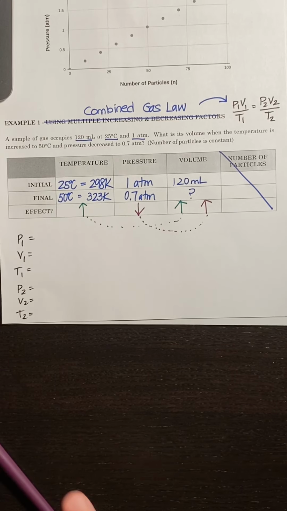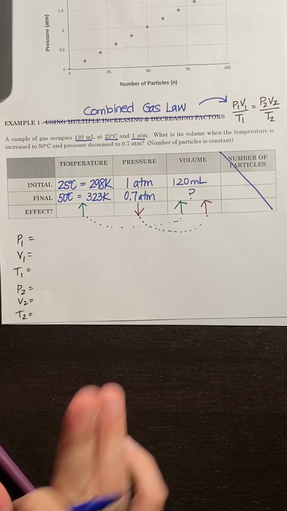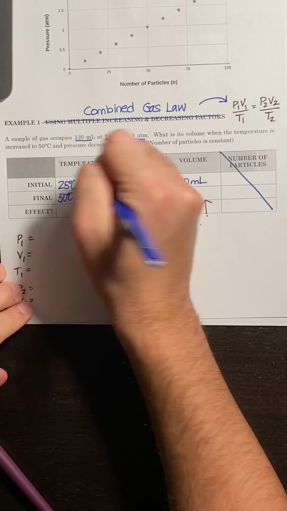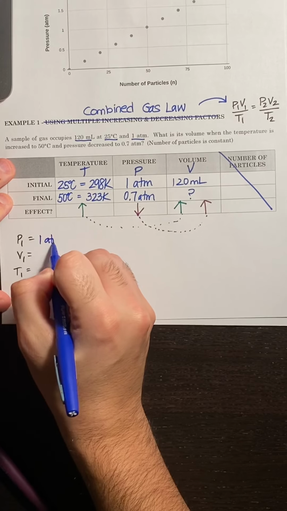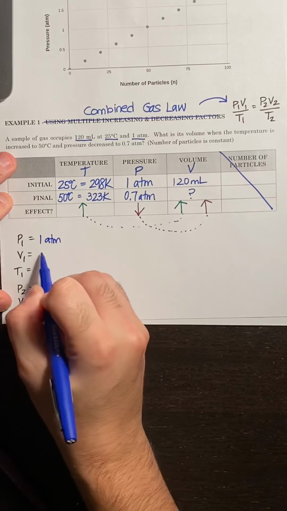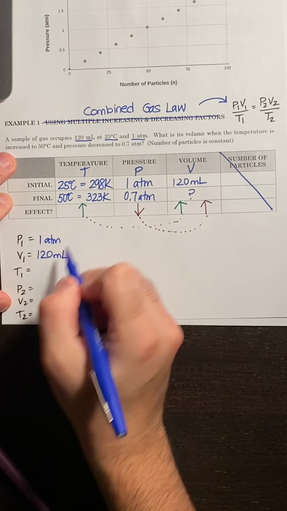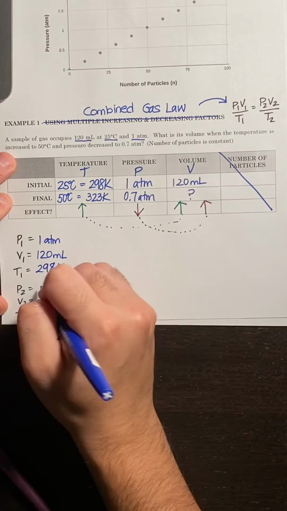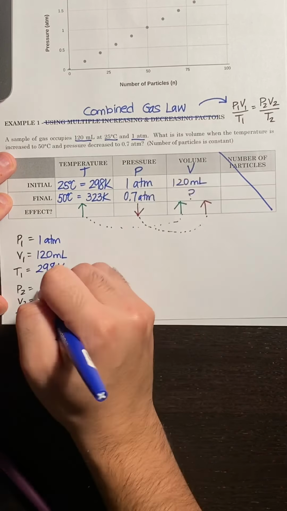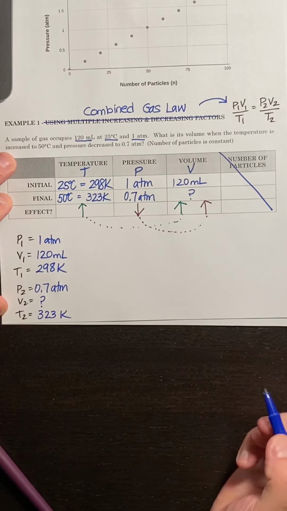So my P1, my first pressure, is 1 atmosphere. My V1 is 120 milliliters. My T1 in Kelvin, which is good, is 298 Kelvin. My P2 is 0.7 atmospheres. My V2, I don't know. My T2 is 323 Kelvin.